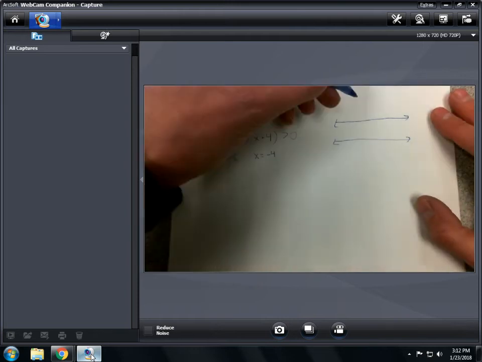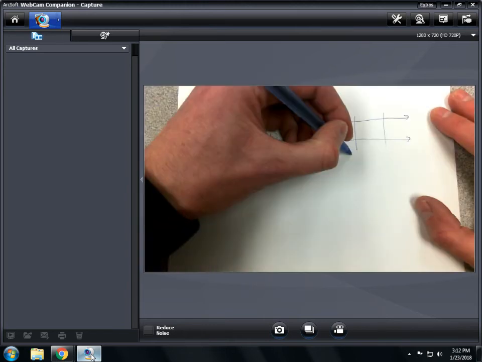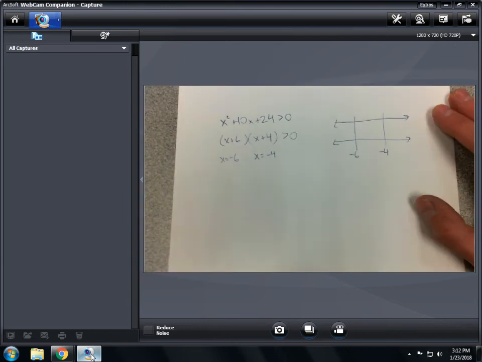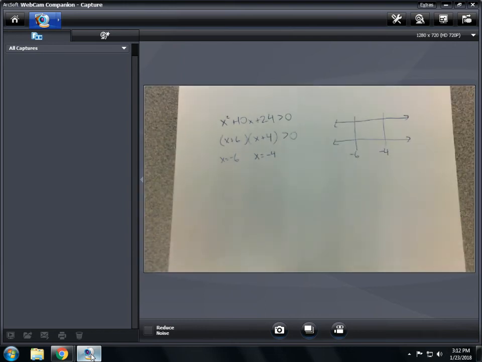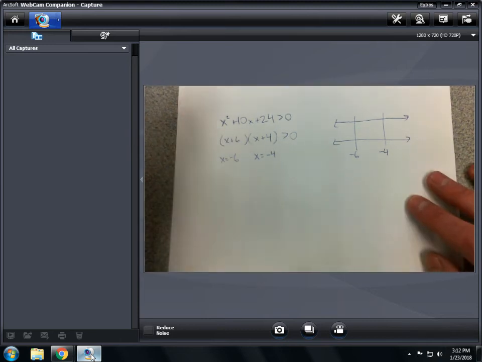So we're going to put these two numbers on these two number lines. So negative 6 and negative 4, they do need to be in numerical order. So negative 6 is less than negative 4. Now, if this is going to be, well, actually, I take that back. Before I get to that, let's go back over here.